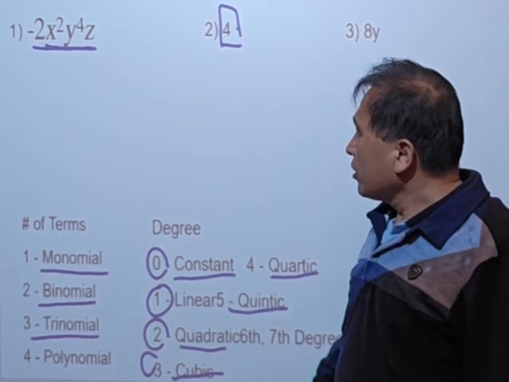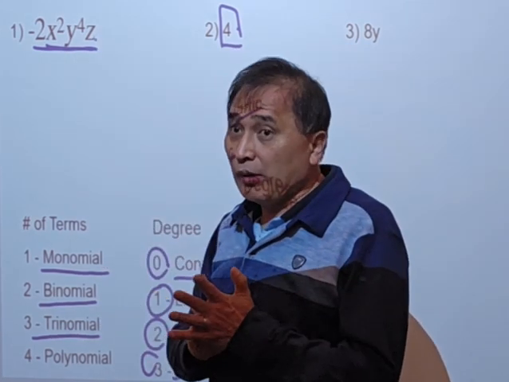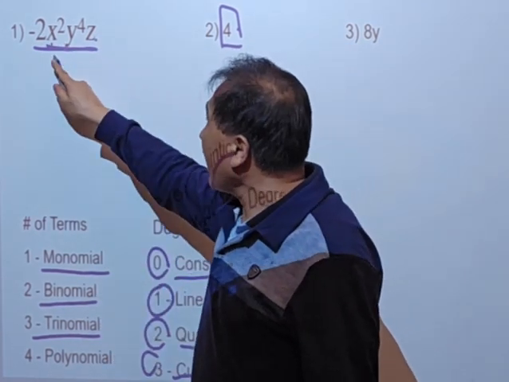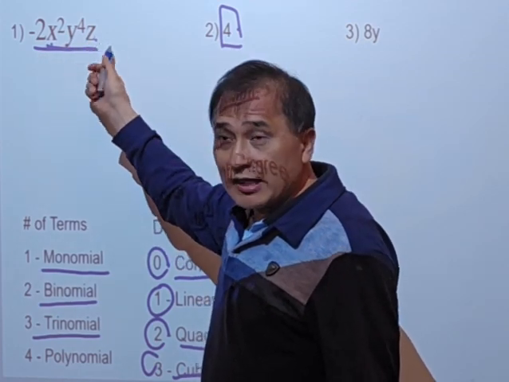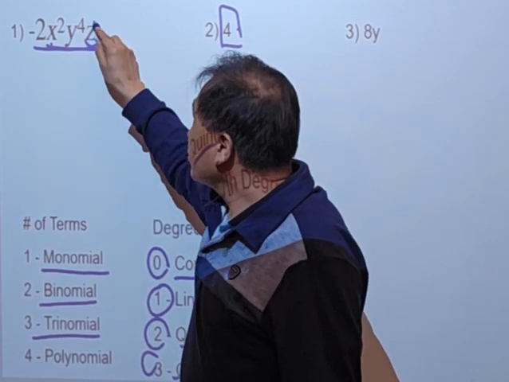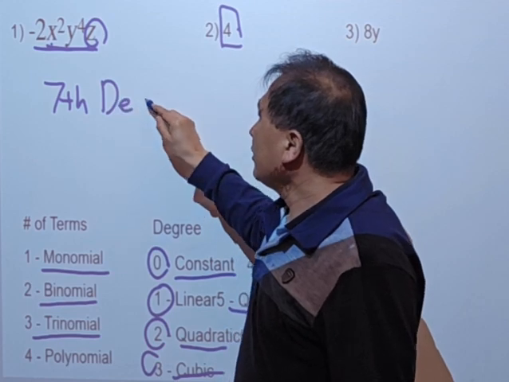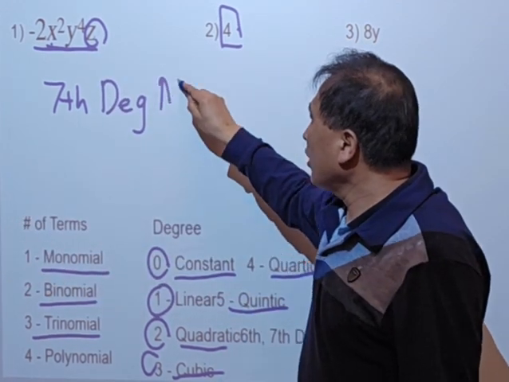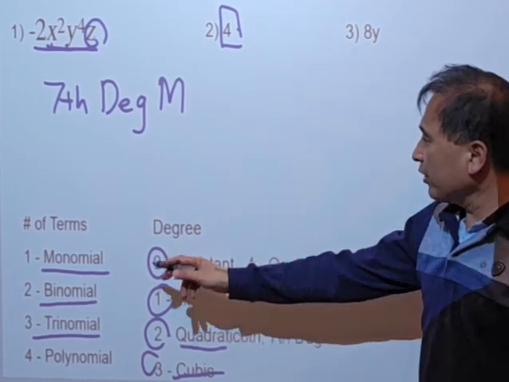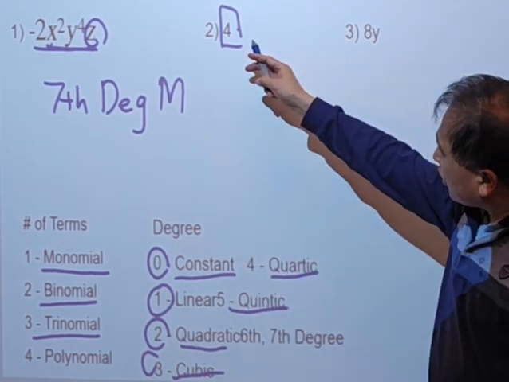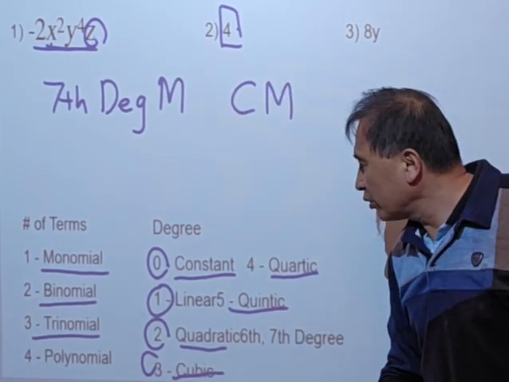Let's see how many degrees there are. How many variables are multiplied? It doesn't matter which variable. So x is multiplied 2 times, y 4 times, so total 6 times, and z is multiplied once, so that's total 7th degree. And what is this? A monomial. So 7th degree monomial is the name of that. How about this one? Just one term, so monomial, but the degree is 0, so the name is constant monomial.